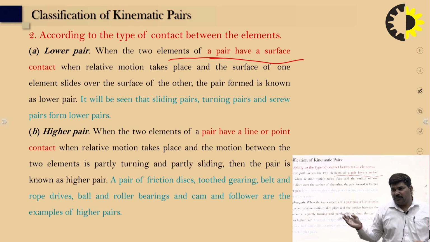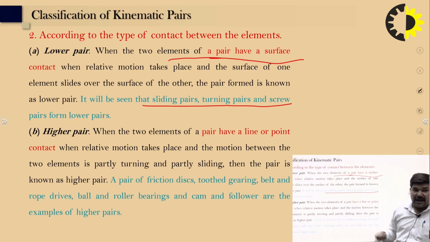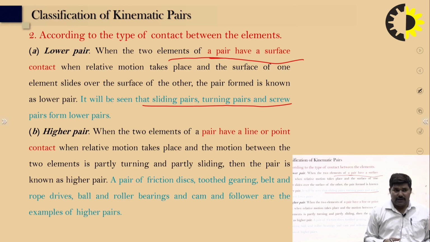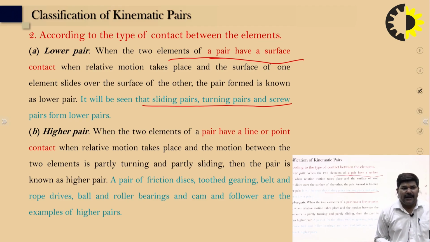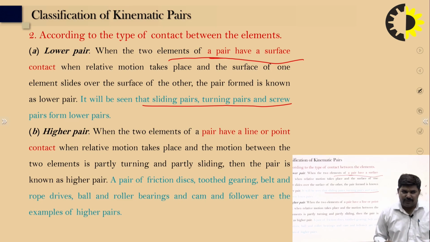You can see in the previous slide that the sliding pair, turning pair, and screw pair are forms of the lower pair, right? Higher pair: when the two elements of the pair have a line or point contact when relative motion takes place, and the motion between the two elements is partially turning and partially sliding, then the pair is known as the higher pair. The friction disc, tooth gearing, belt and rope drives, ball and roller bearing, and cam and follower are examples of the higher pair.